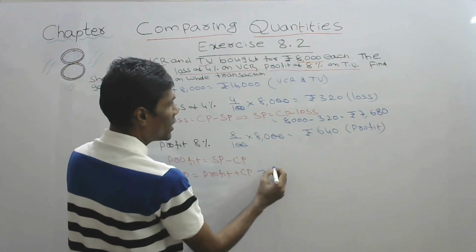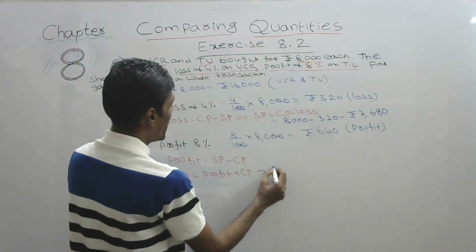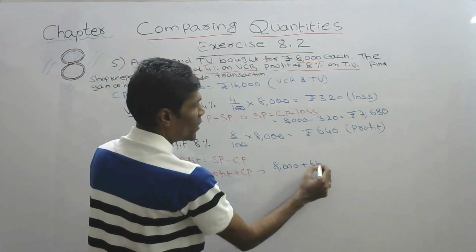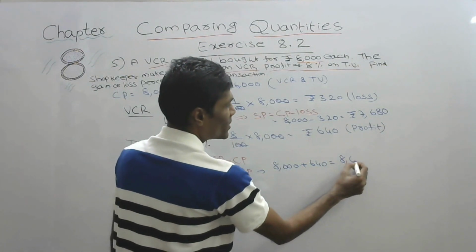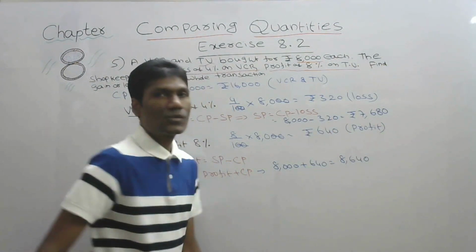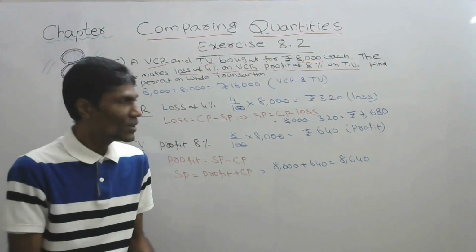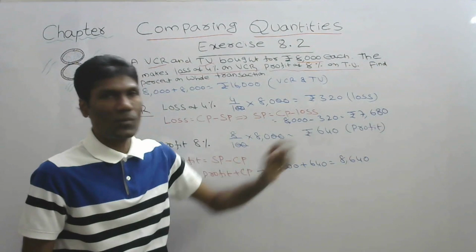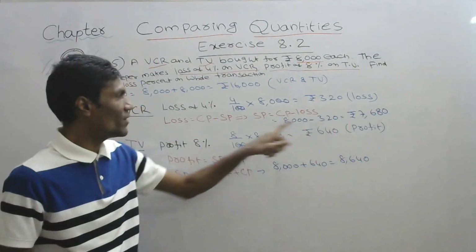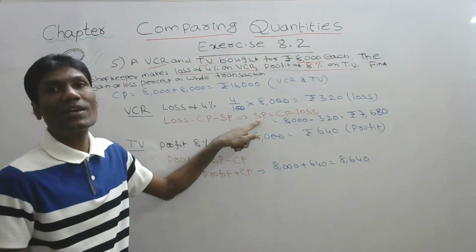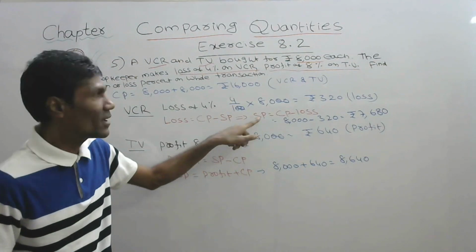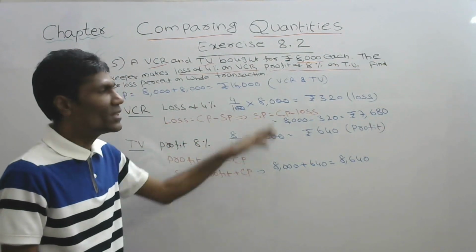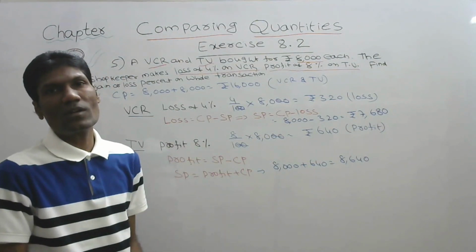And here the selling price will be, what is the profit we got? 640 and 8,000. 8,000 plus 640 is 8,640 rupees. So here what we are doing is, first we are calculating the amount of loss or profit. Based on that we are calculating the selling price. Why are we calculating? We know the cost price. If we calculate the selling price, then we can find whether it is a profit or loss.